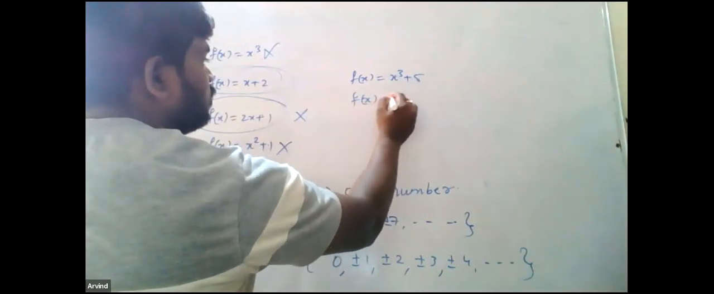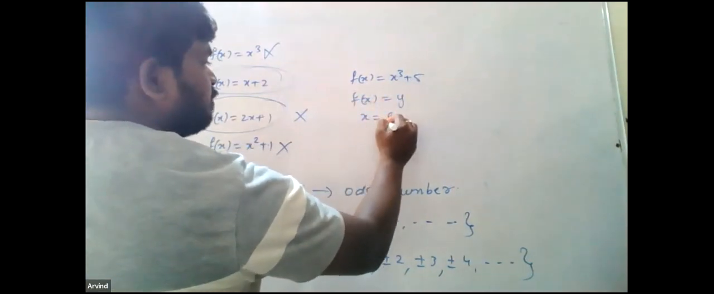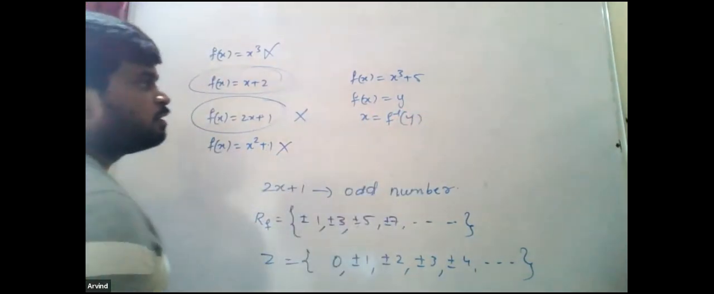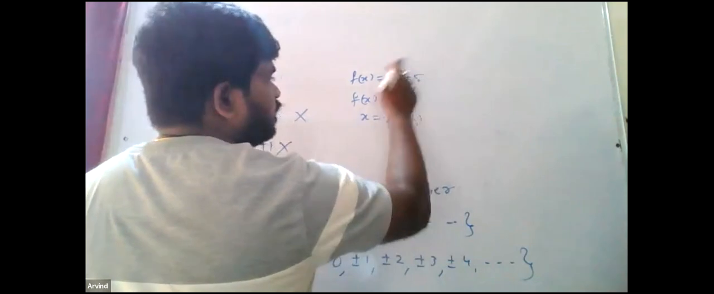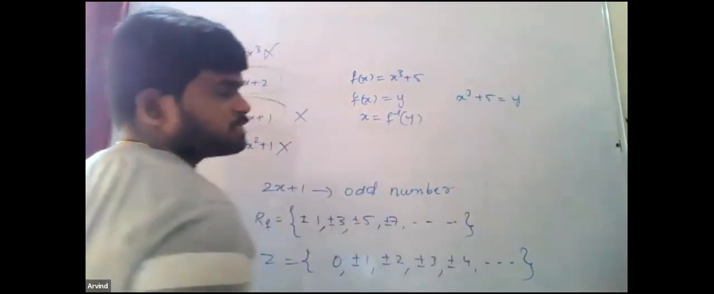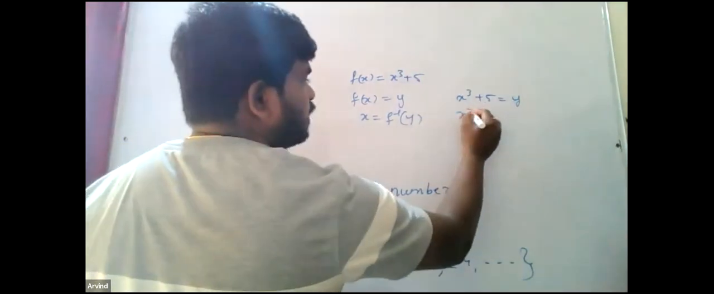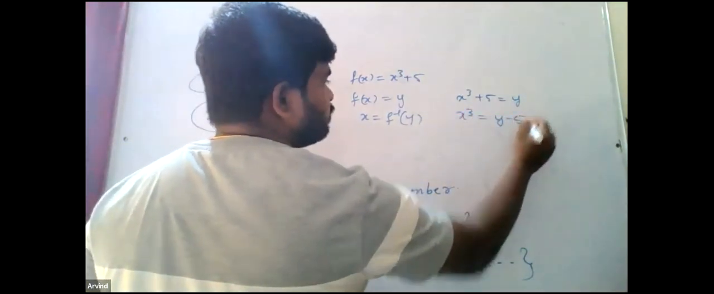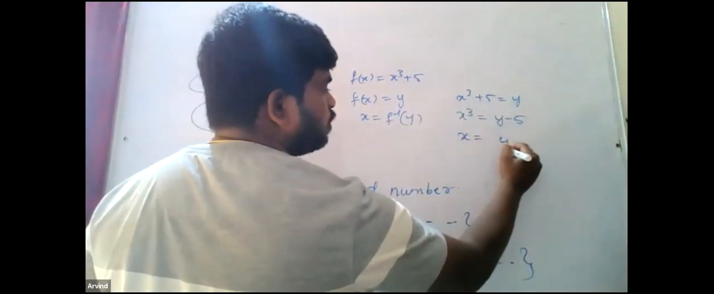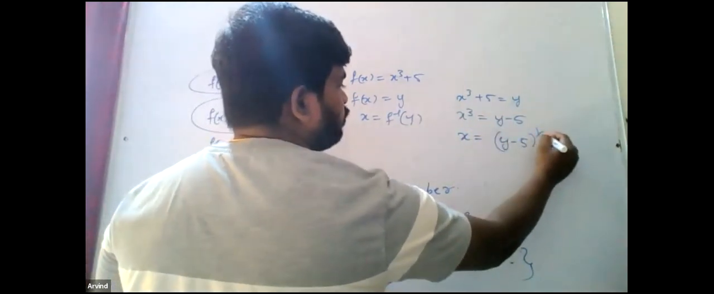Therefore, x is f inverse of y. If we find x, it will be f inverse of y. So equate this to y and through it find x. So x cube becomes y minus 5, taking cube root on both sides. So x is equal to y minus 5 whole to the power of 1 by 3.